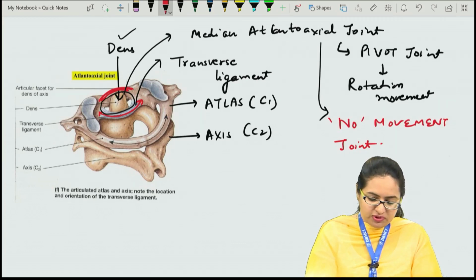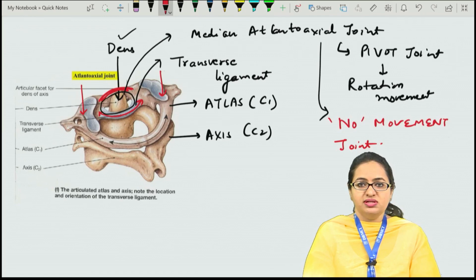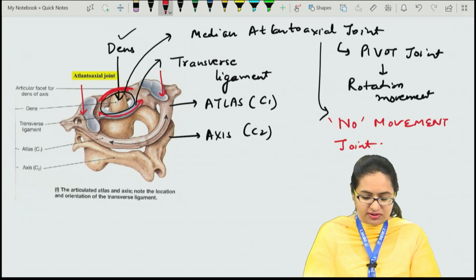Other joints formed between the atlas and axis are at the lateral levels, between the lateral masses of the atlas and the axis, and these are termed the lateral atlantoaxial joints. So there are a total of 3 joints between C1 and C2: the median atlantoaxial joint and the 2 lateral atlantoaxial joints.